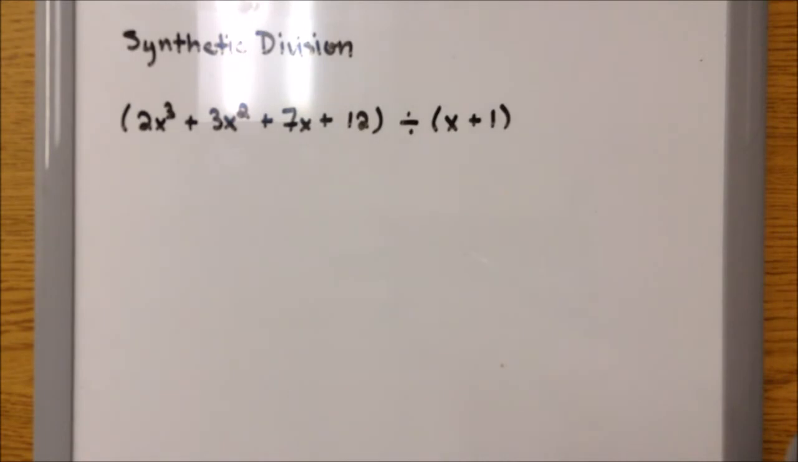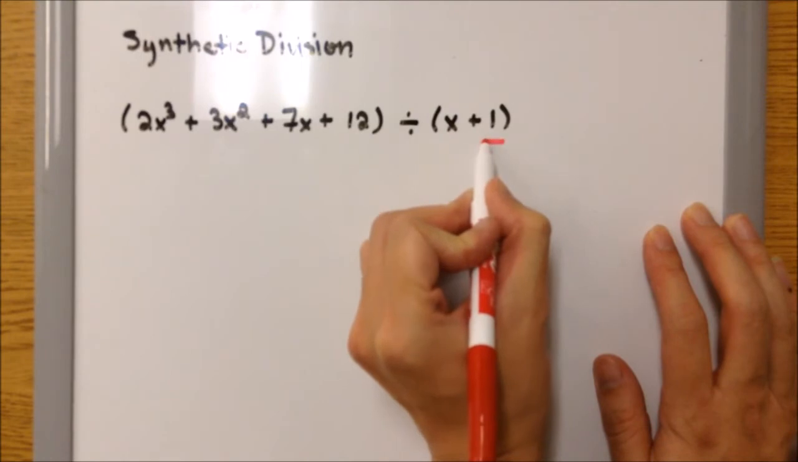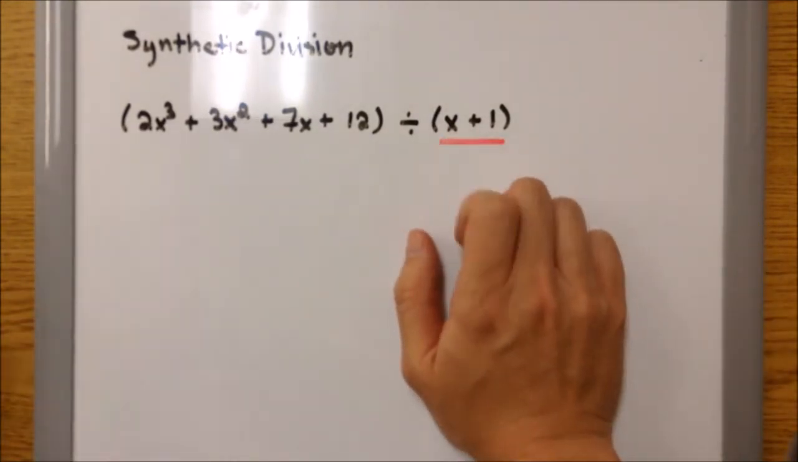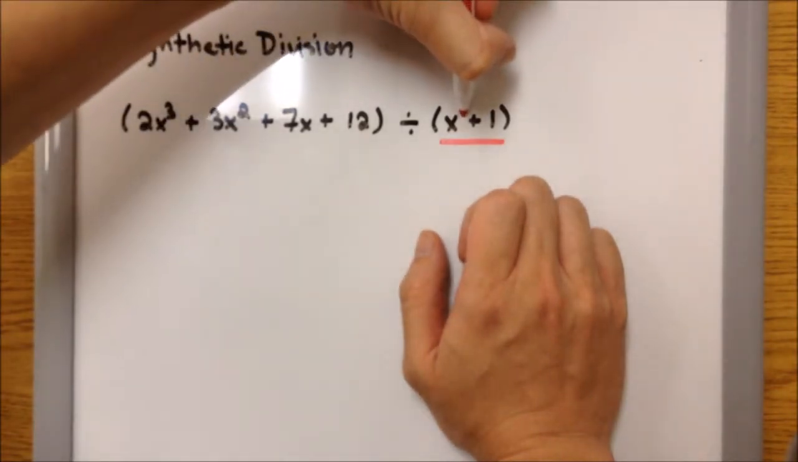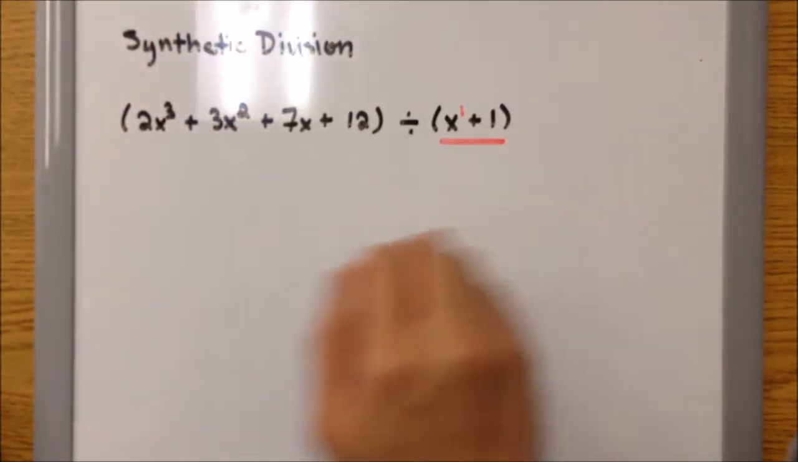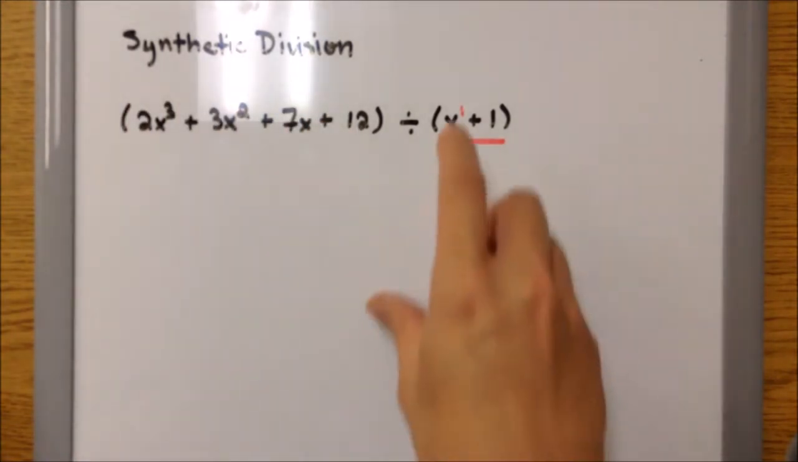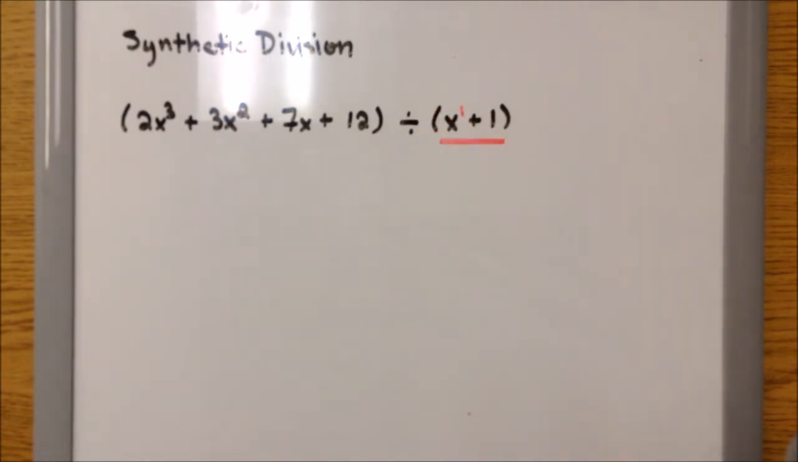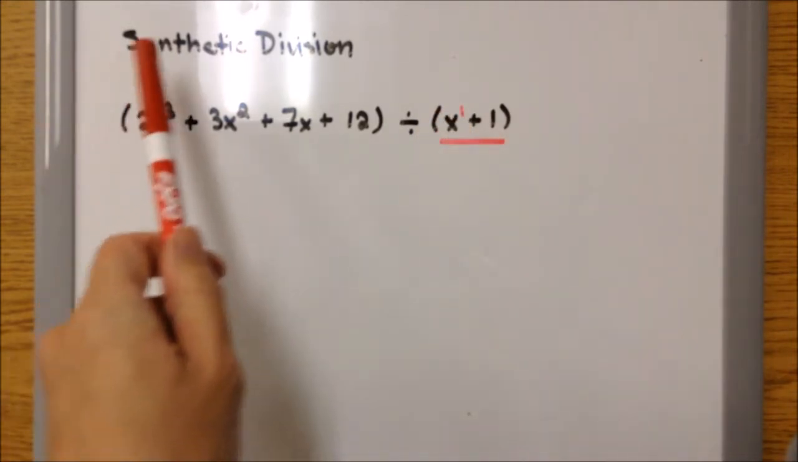So for synthetic division, we're going to set it up, and before we actually do any work, I need to cover that in order to do synthetic division, your divisor, this right here, must have an exponent on x that is an invisible 1, like so. Then yes, you can use synthetic division. And it has to be on the x, not out here.